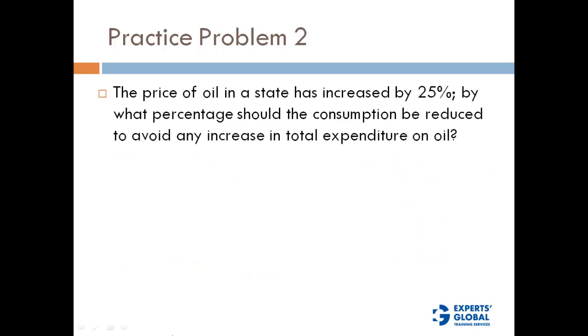Let's move on to the next problem. The price of oil in a state has increased by 20%. By what percentage would the consumption be reduced to avoid any increase in total expenditure? You can pause and try to solve it yourself.